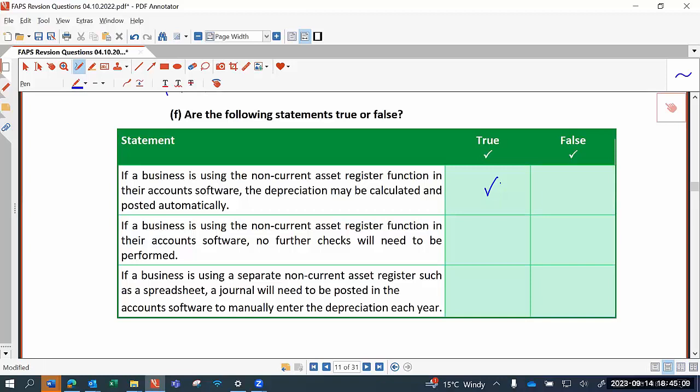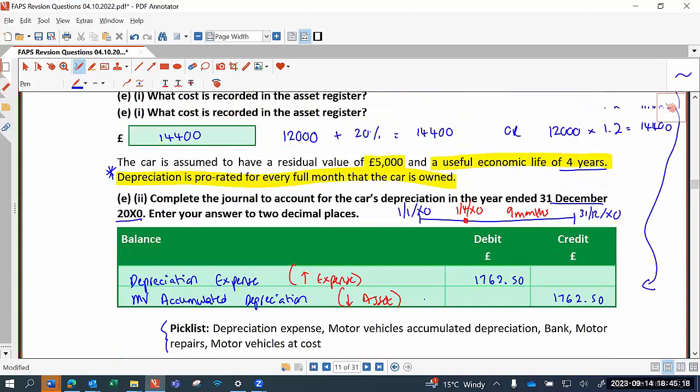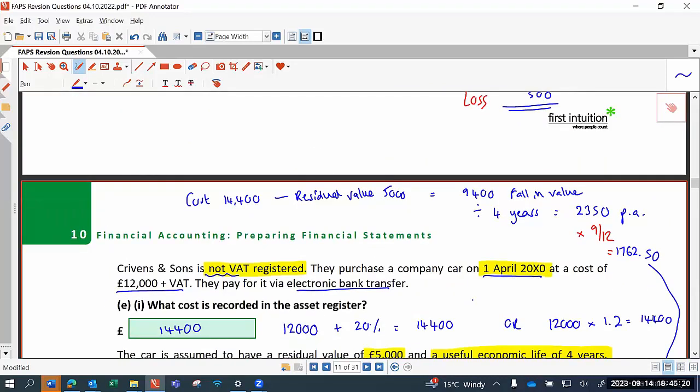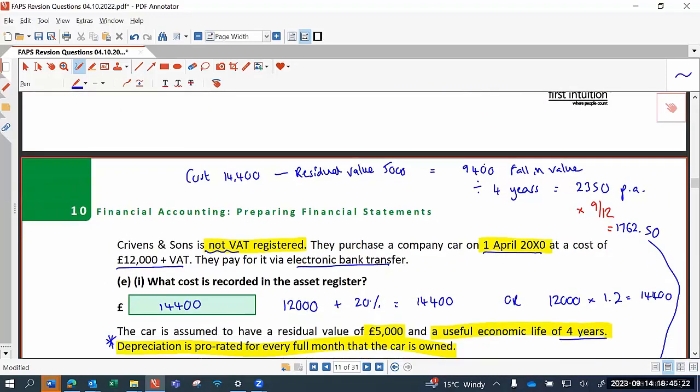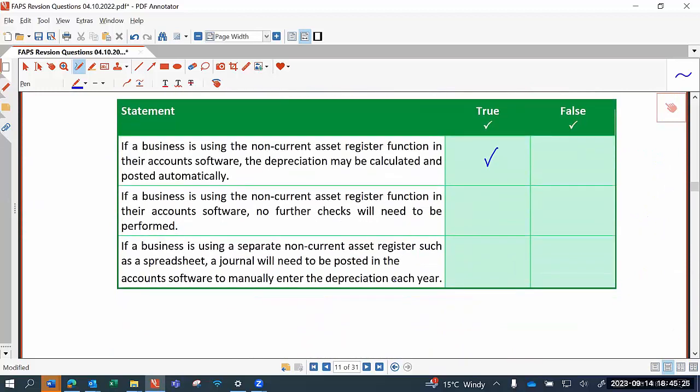So if we want to use reducing balance, tell it that. If we want to use straight line, tell it that. Tell it the length of time you're going to own the asset, tell it the residual value. It will basically do the calculations we did longhand here. So we worked all that out manually. The software would do that for us and it would post it.